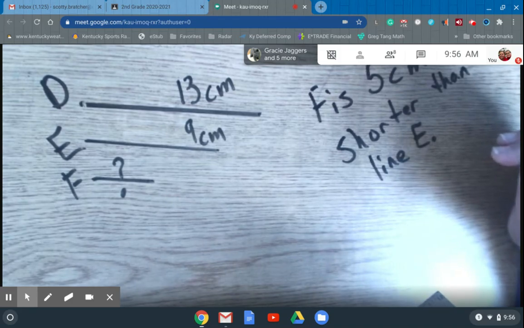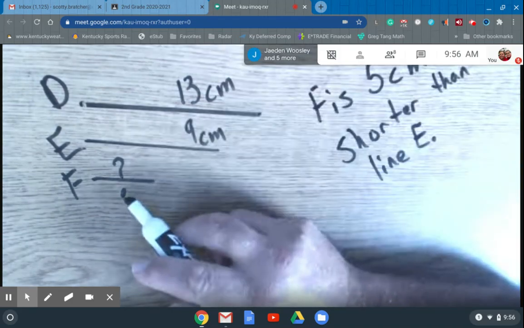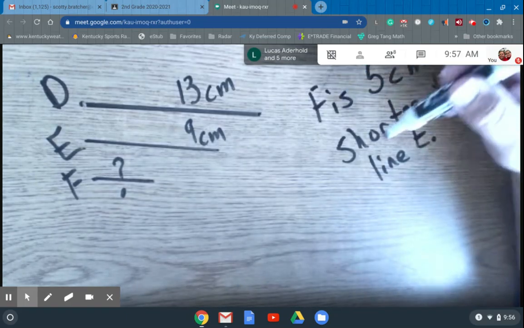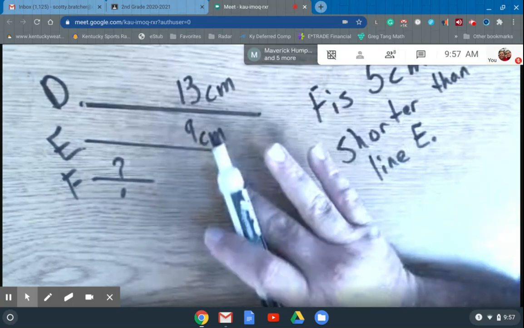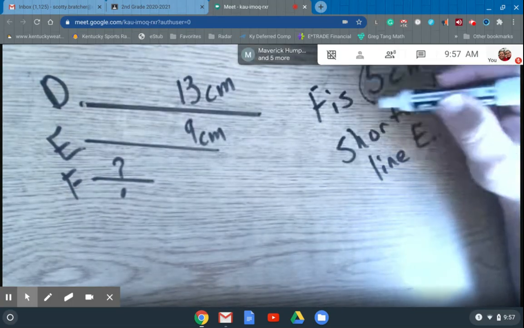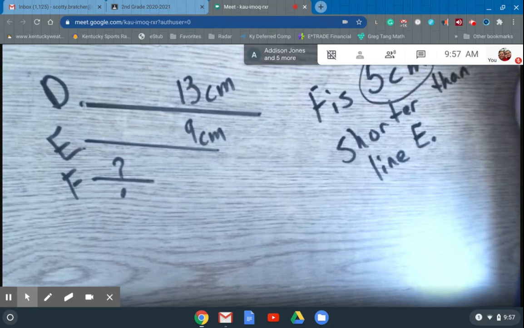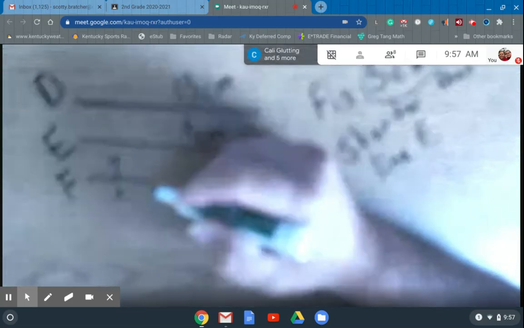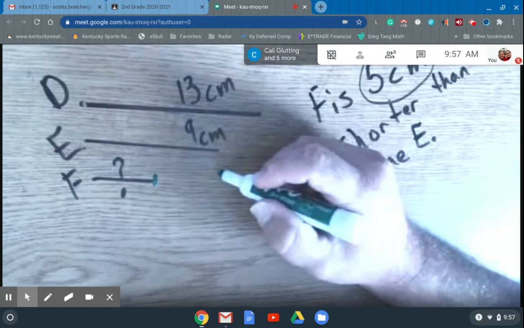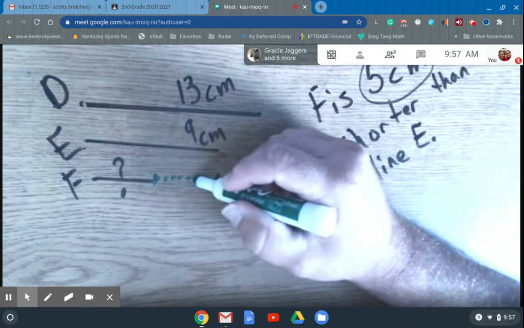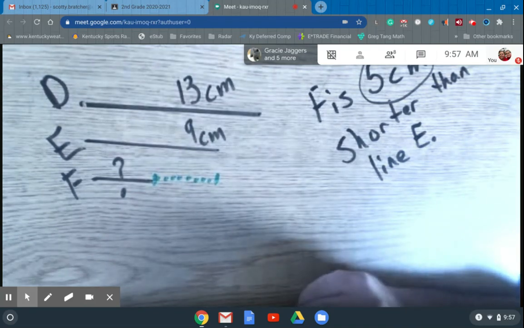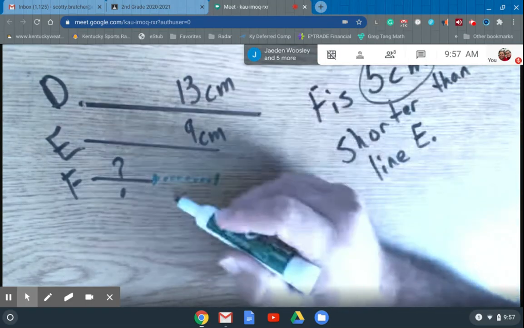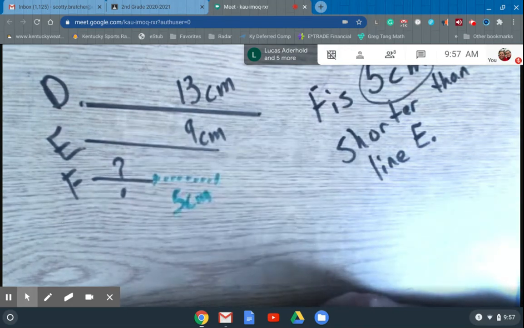Okay. All right. So line F. If it's saying here that it's shorter than E, and it looks shorter, how much shorter? Oh, it told me that it was 5 centimeters shorter. So, and I'm going to use a different color again. If I was able to add this part and make it all the way to here, it would be the same length as E. I know that this is 5 centimeters.